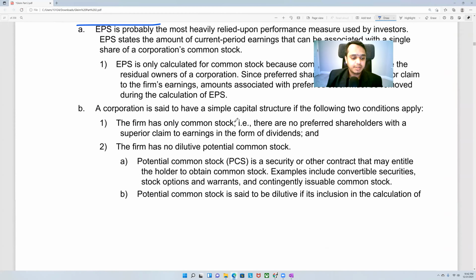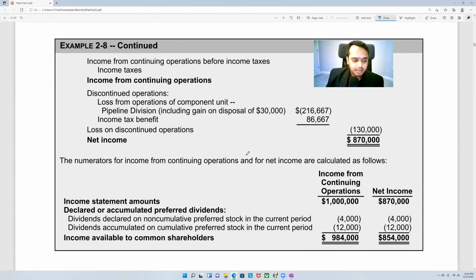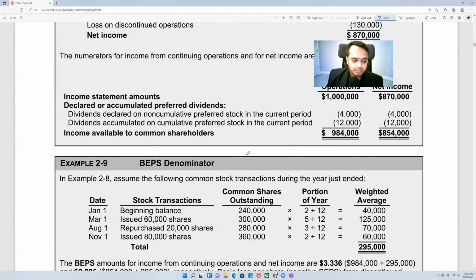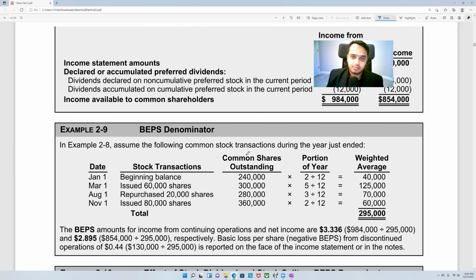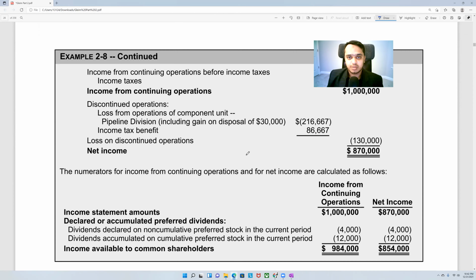Now in here, earnings per share is nothing but net income available to common shareholders divided by the weighted average common shares outstanding. That's what we just calculated. They also made an income statement and did the basic weighted average number of shares outstanding. The weighted average number of shares outstanding is also something you need to do.